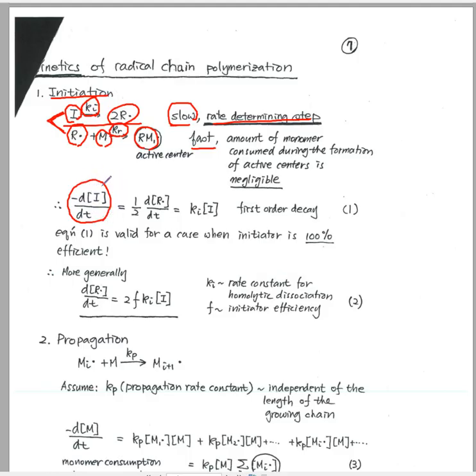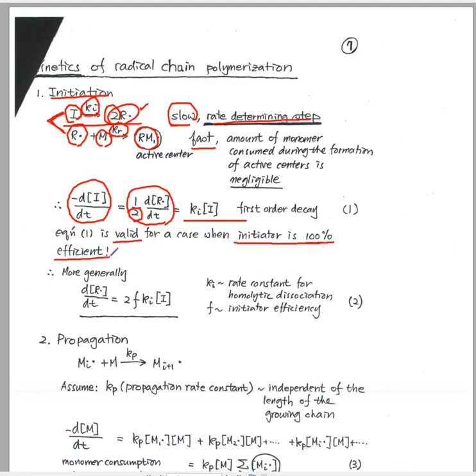The change of the concentration of the initiator as a function of time should be the same as the concentration change of the radicals, the product of the first reaction, divided by the time. We have to put 2 here because we are forming 2 moles of radicals from 1 mole of initiator, which should be equal to Ki times [I]. But this equation is valid only when the initiator is 100% efficient.